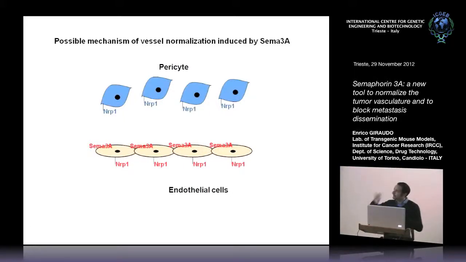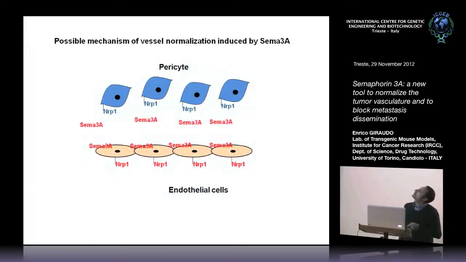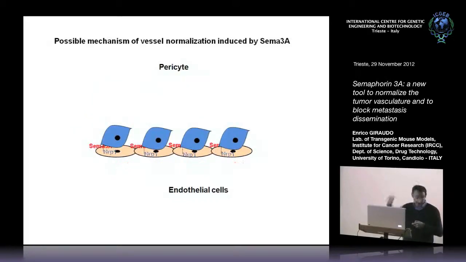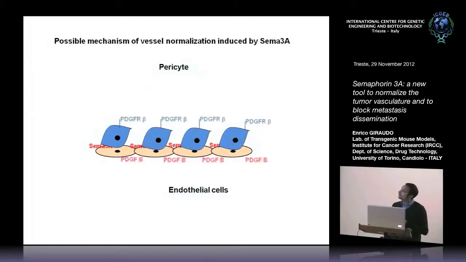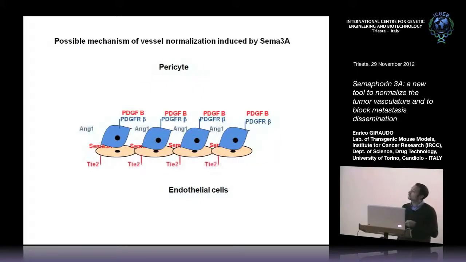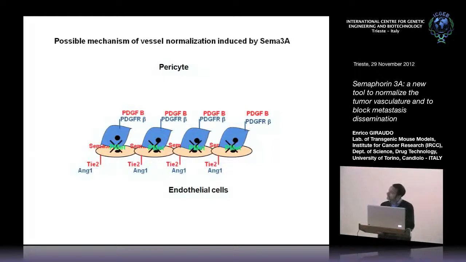Just to summarize this possible mechanism of vessel normalization, the interaction between endothelial cells and pericytes: pericytes and endothelial cells both express neuropilin 1. SEMA3A is produced by endothelial cells and can attract the pericytes to the vessels. And both vessel cells and pericytes down-modulate neuropilin 1. In this way, you have an increase of the expression of PDGFB and angiopoietin 1. And also, for the mechanism, we still have to see whether SEMA3A directly inhibits MET or does so through the down-modulation of neuropilin 1; the inhibition of pMET contributes together to endothelial cell stabilization.